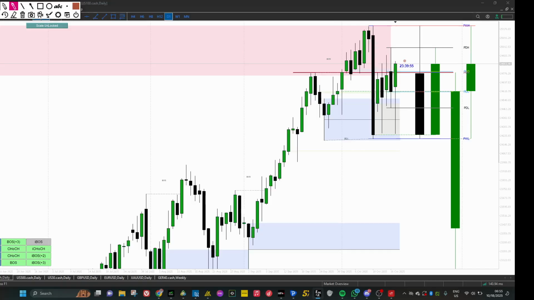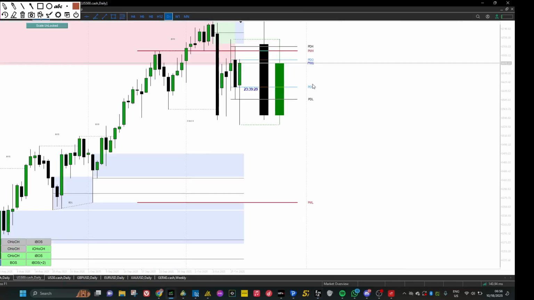So we could go either way, but because we close up here, I'm thinking this is some type of reversal to bring us higher. If we had wicked up and closed down here, then I would think lower. But let's see what we get going into next week.